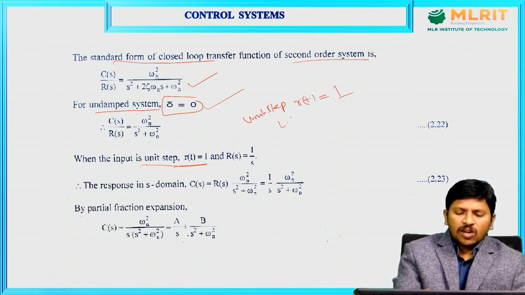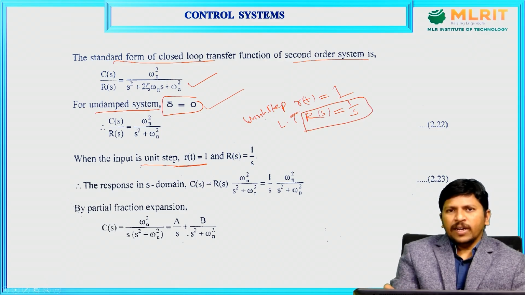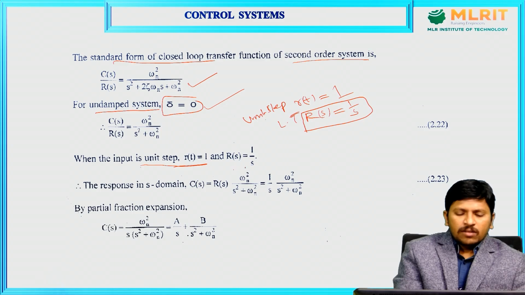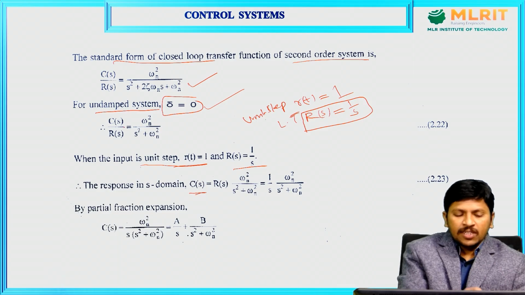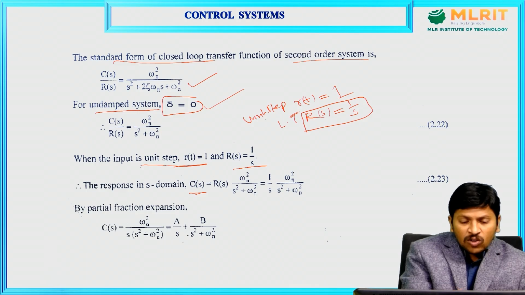Apply the Laplace transform to this unit step input. After applying the Laplace transform, we get R(s) equals 1 by s. Next, the response in the s domain is C(s). Here C(s) is equal to, we know R(s) is equal to 1 by s, and here zeta equals 0, right.